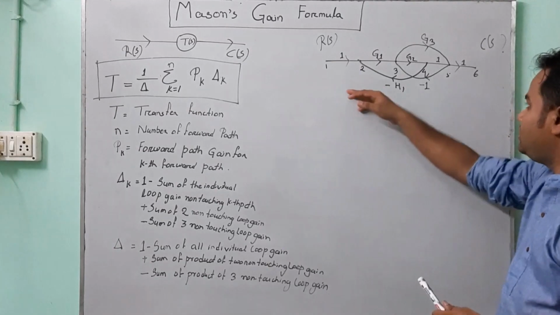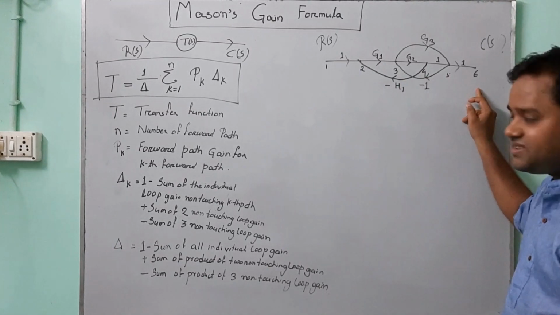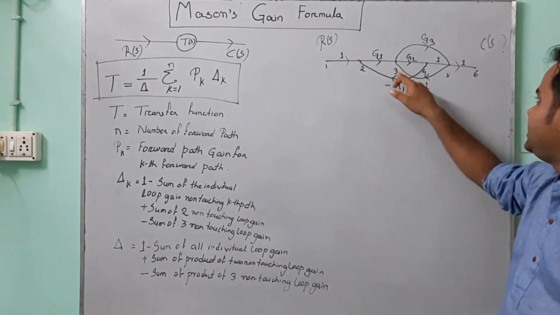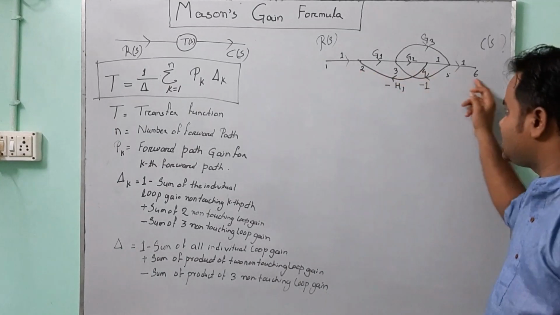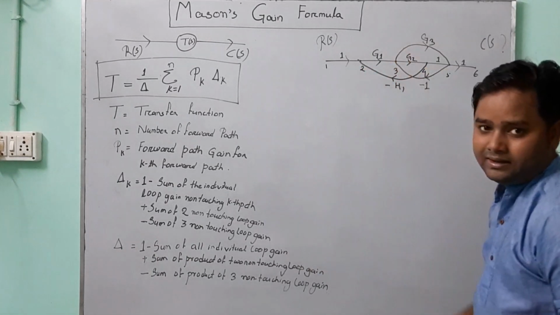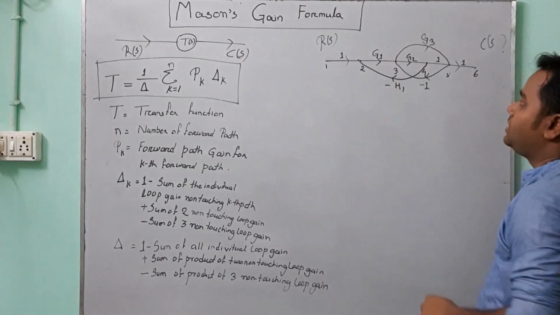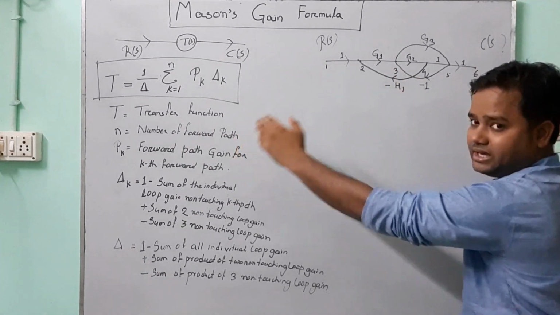Let's give an example here. This is a signal flow graph. Here 6 nodes are present: node 1, 2, 3, 4, 5 and 6. The direction of each branch is given here, as well as the transmittance of each branch written inside. Then we have to find the value of the transfer function by this equation.